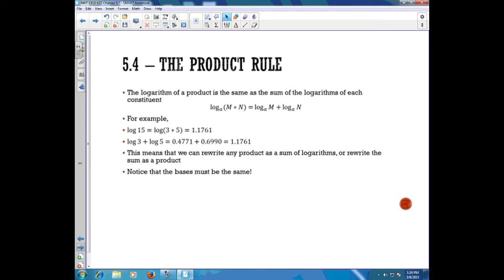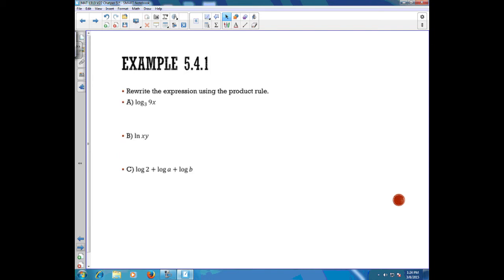So for example, the log of 15 is the same thing as the log of 3 times 5. And if you plug log of 15 into your calculator, you're going to get 1.1761. And we then break up those two factors and say the log of 3 plus the log of 5. You'll get those two numbers there, and when you add them together, you get 1.1761. And so it's the same number, regardless of how you do it. So what this means is you can rewrite a product as a sum, or you can rewrite a sum as a product.